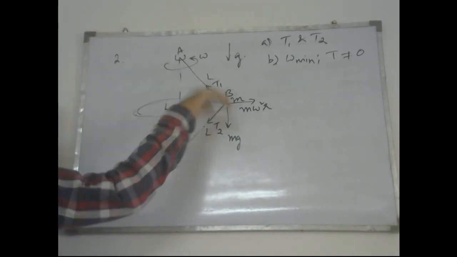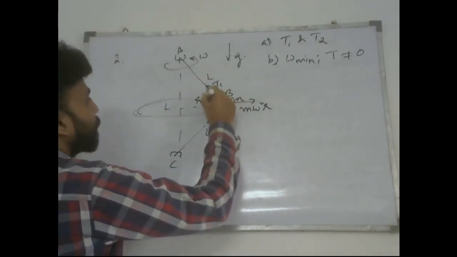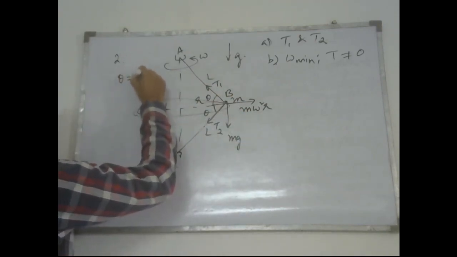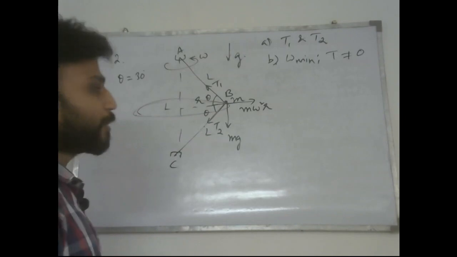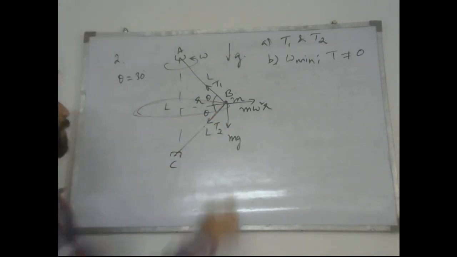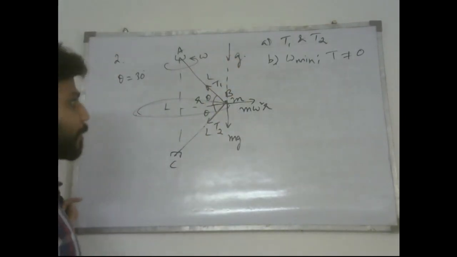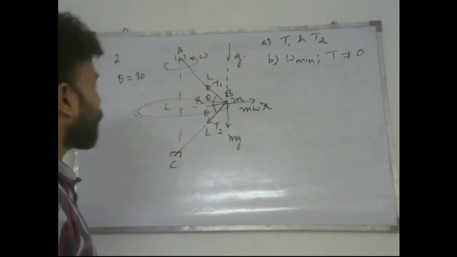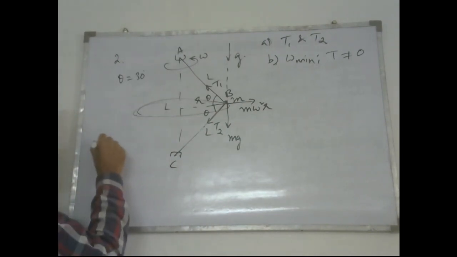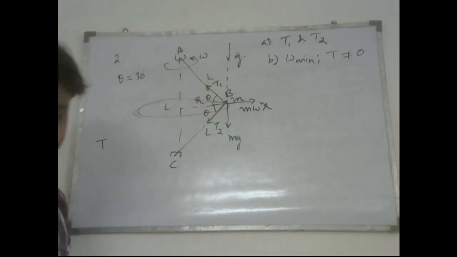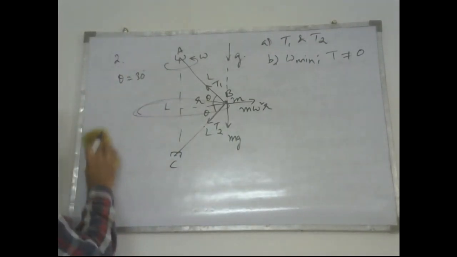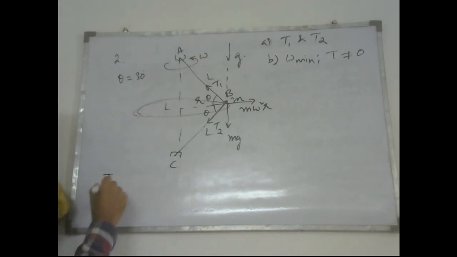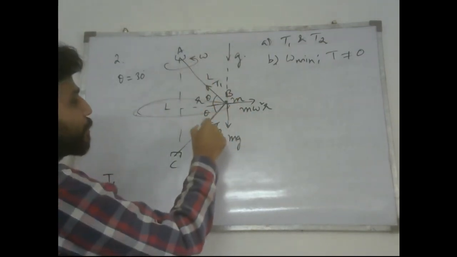Since all the lengths of the string are the same, let's say this angle is some theta, and this angle is also theta. We know angle theta is 30 degrees. So let us start writing the equations. Let us first break the components of T1 and T2 in the vertical direction. In the vertical direction, your tension T1, acting in the AB direction, would be upward, and T2 is acting in the downward direction.